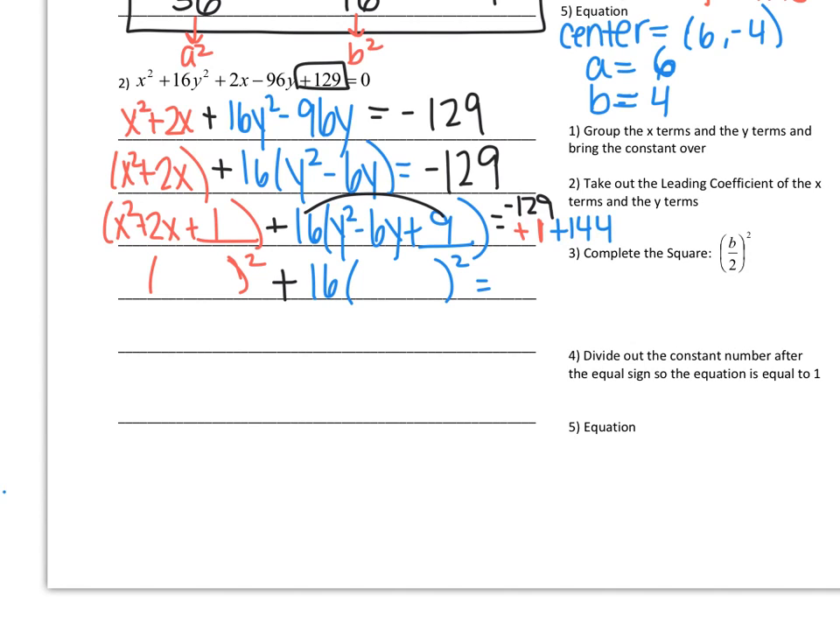Okay, so this left side here, I can take half of 2, which is 1. So this becomes x plus 1 squared. Here, I will half the negative 6, which gives me negative 3. So this will be y minus 3. And then I can add the 129, the 1, and the 144, which gives me 16. And I can divide out this constant number so that it's equal to 1. So that's an equation form of an ellipse.